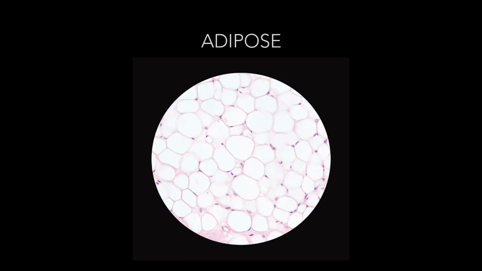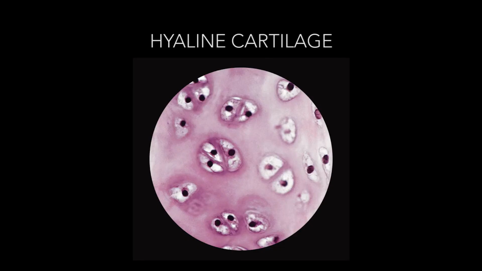Adipose tissue is found usually under the skin and in breast tissues, and it sort of insulates and protects, and stores fat. Cartilage, there's three types of cartilage. Hyaline cartilage here is the type you see that's found in the nose and the trachea, the larynx, and the ends of your long bones. Also in the costal cartilage of the ribs.